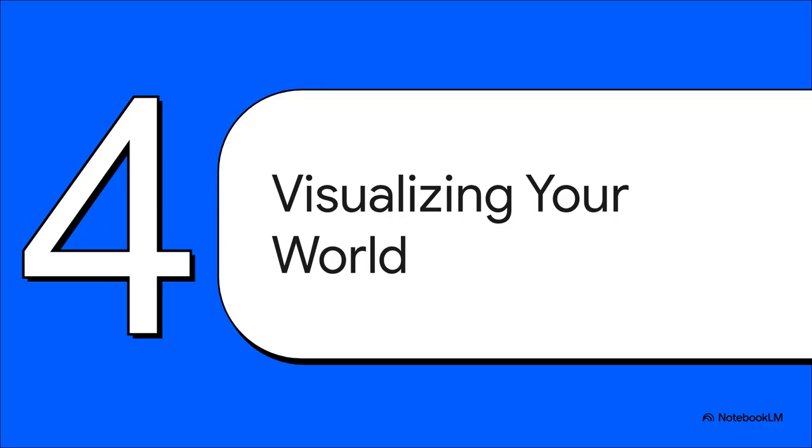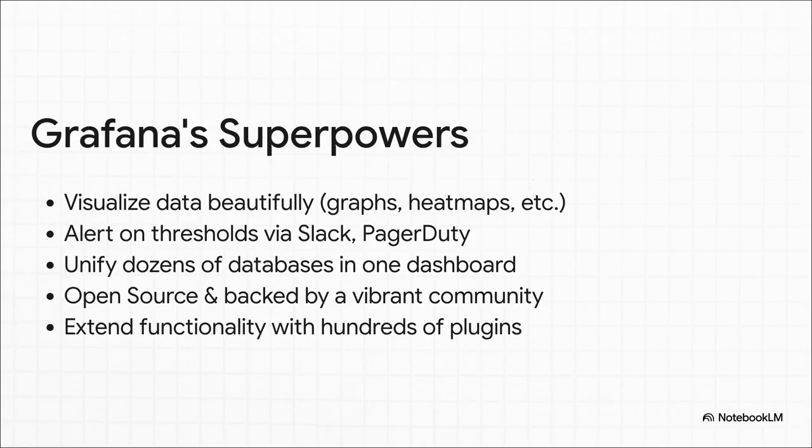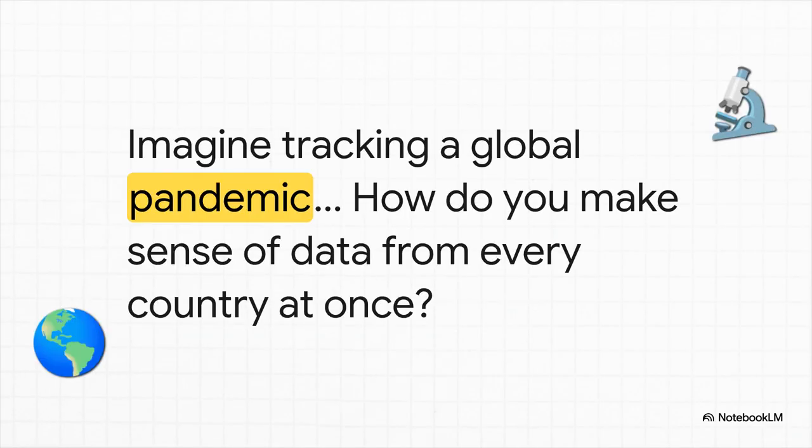All right, so that's the theory, but what does this all actually look like in practice? This is where things get really cool, because Grafana basically gives you data superpowers. So yeah, it's not just about making pretty graphs and heat maps. It's about making them do something. You can set up alerts so that if your CPU spikes, you get a message in Slack instantly. But the real magic trick? It's the power to unify, to bring data from dozens of completely different databases all into one single screen. And because it's open source, there's this huge community building hundreds of plugins to connect it to almost anything you could ever imagine.